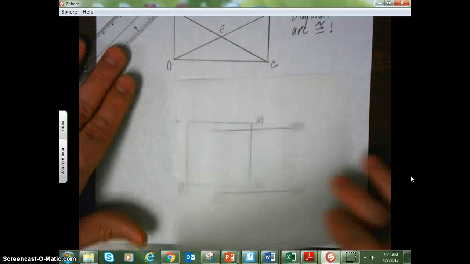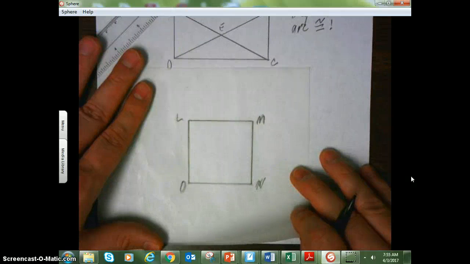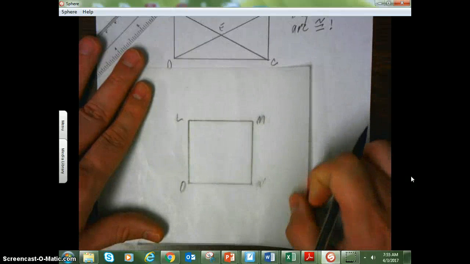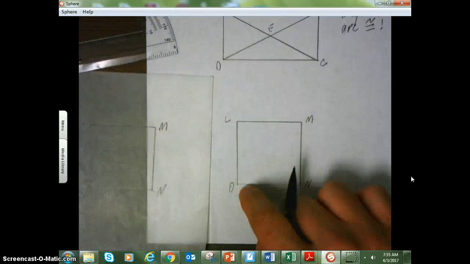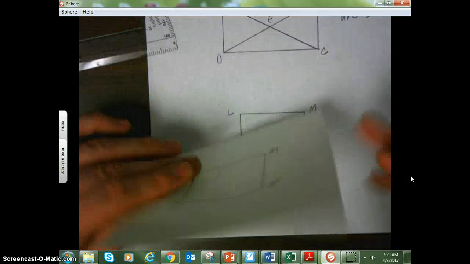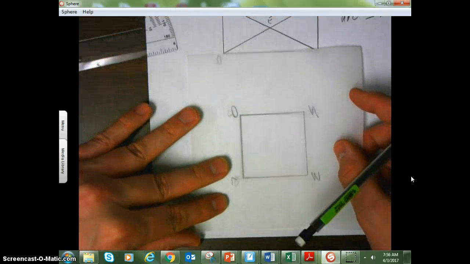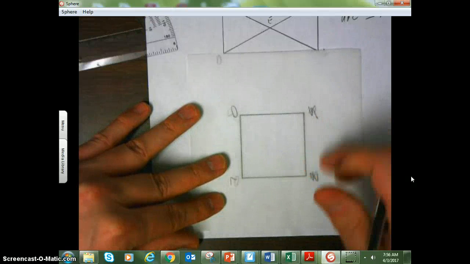All right. So how do I know that, first of all, it does have right angles? Again, I'm going to just rotate a little bit. So let's take a look at angle L and angle O. If I flip it so that angle L and angle O sit on top of each other, we can see that those are the same. Same thing with these two angles here.